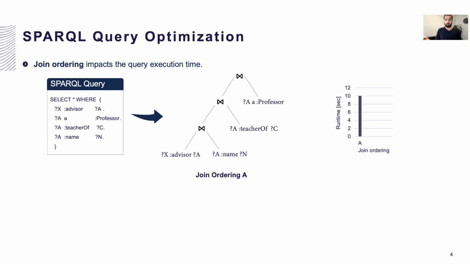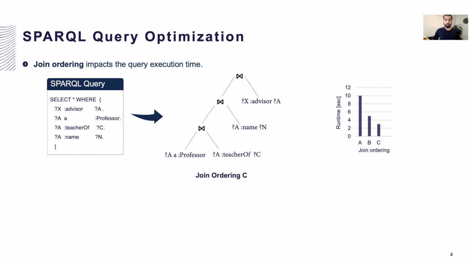The query execution time is impacted by the join ordering of a given query. For example, given this example SPARQL query, one way to execute it is using join ordering A, which takes around 10 seconds to execute. If we swap this join ordering by moving these two triple patterns, it takes half the time as compared to A. And if we further swap the join ordering to join ordering C, it takes two times less time as compared to A. This is due to the difference in the number of intermediate results. We process a smaller number of intermediate results in B as compared to A, and in C as compared to both A and B. Now the question is, how can we compute efficient join ordering?